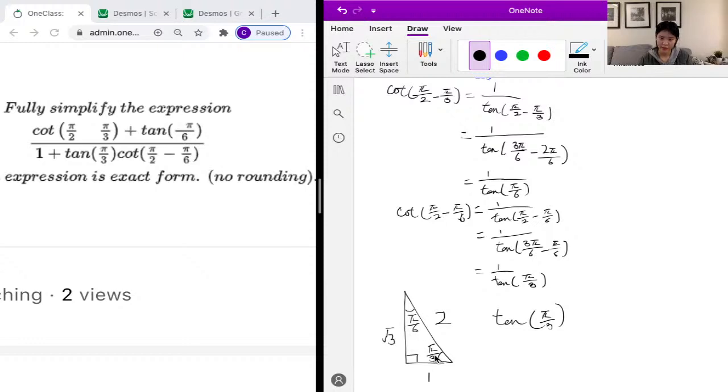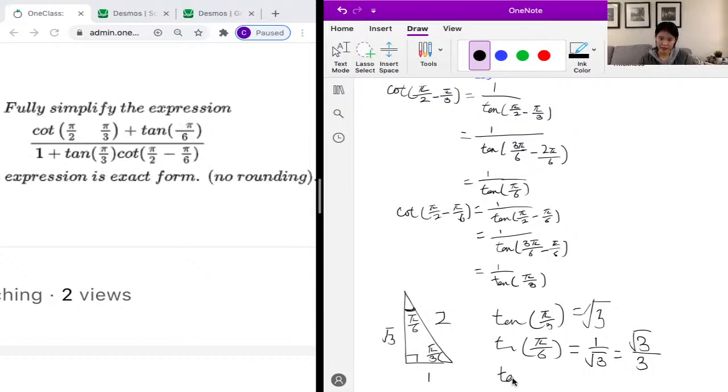So for tangent of pi over 3, tangent is opposite over adjacent, which is root 3 over 1, which is root 3. And then we have the tangent of pi over 6, which is opposite over adjacent, but it's for the angle pi over 6. So it's opposite over adjacent, which is 1 over root 3. If you multiply both the numerator and the denominator by root 3, you are left with root 3 over 3 as a simplified version for tangent of pi over 6.